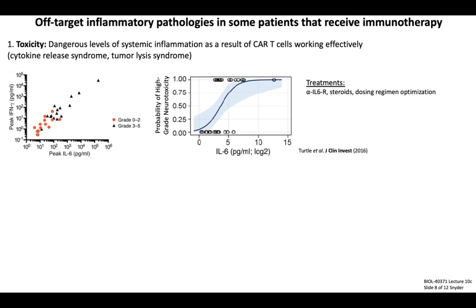These inflammatory pathologies look a bit like sepsis and are sometimes referred to as cytokine release syndrome or tumor lysis syndrome, since they are often characterized by high levels of circulating inflammatory cytokines. You can see from this graph on the left that increased serum levels of IL-6 and interferon gamma in these patients correlates with higher grades of more severe clinical symptoms. IL-6 levels are also correlated with severe neurological toxicities, which are shown by this figure on the right. These are extremely dangerous side effects that can kill patients, so it's crucial to monitor people that receive CAR T cell therapy so that they can receive interventions if necessary.